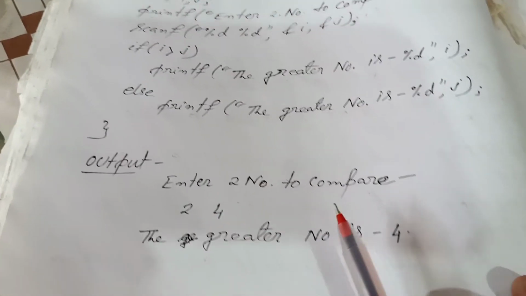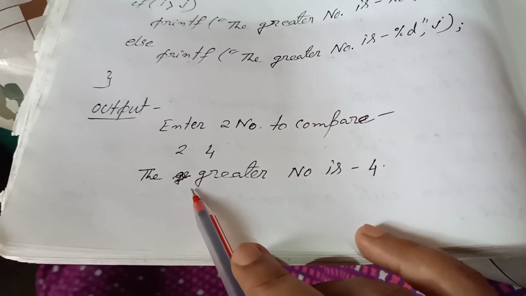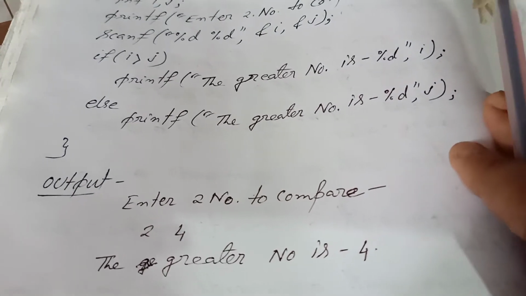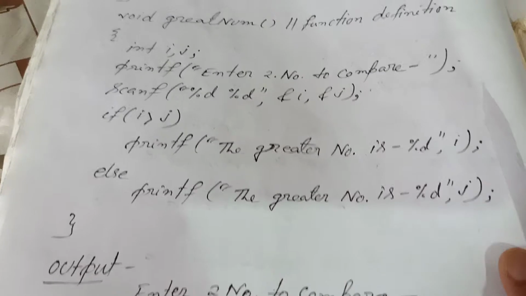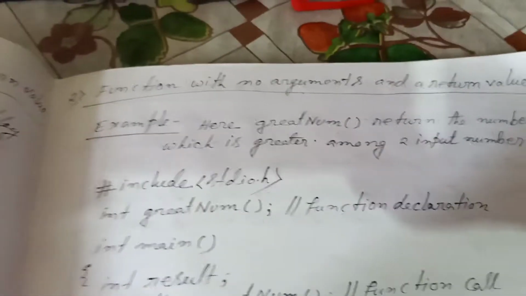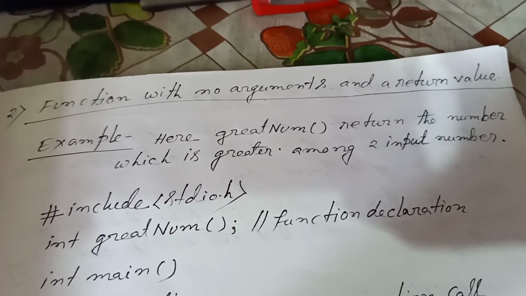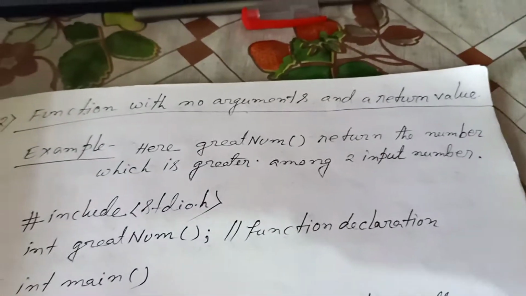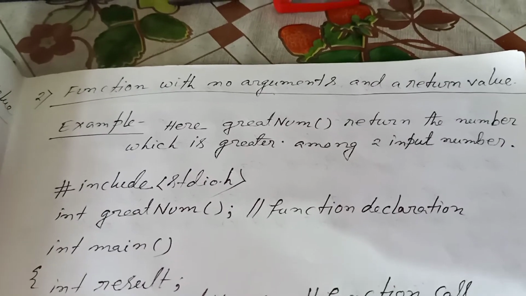So the output would be: enter two numbers to compare, 2 4. The greater number is 4. This is the first type, function with no arguments and no return value. The second type is function with no arguments and a return value. We are taking the same example, and the user-defined function is greatNum.